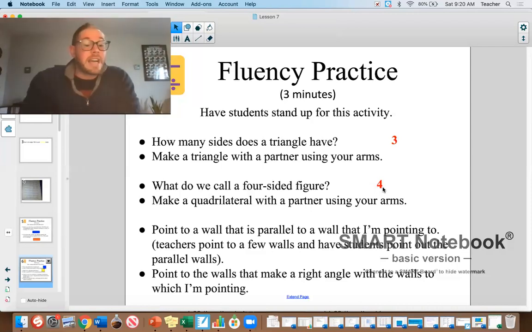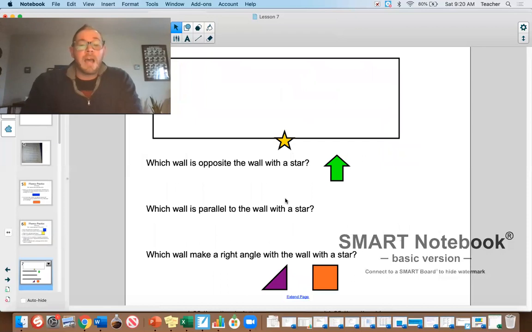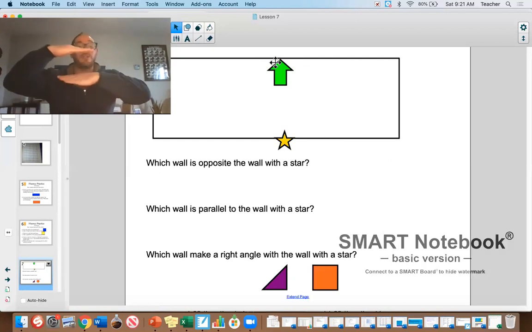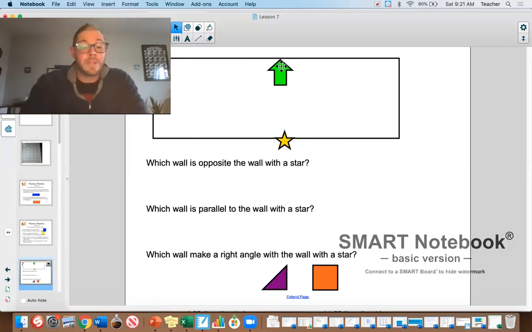All right, for our next video, we are going to be looking at this shape. So pretend that this shape is a room and each side is a wall. Which wall is opposite the wall with a star? So here's our star. Which wall here is opposite that wall? Well, that's easy. It's this wall right over there. Remember, opposites are always directly across each other. And that means that that same wall is parallel to the wall with a star.